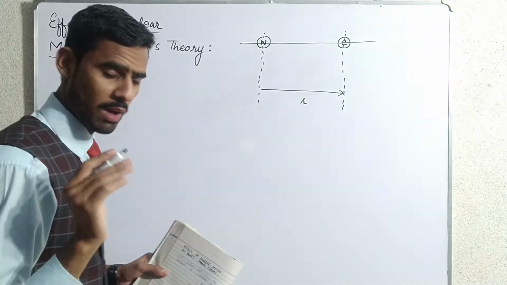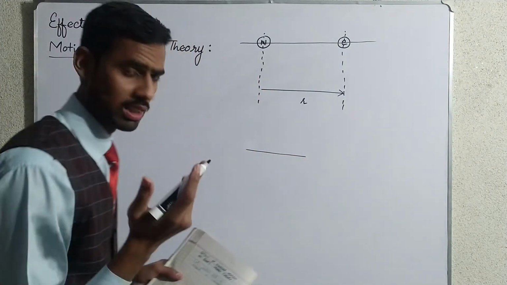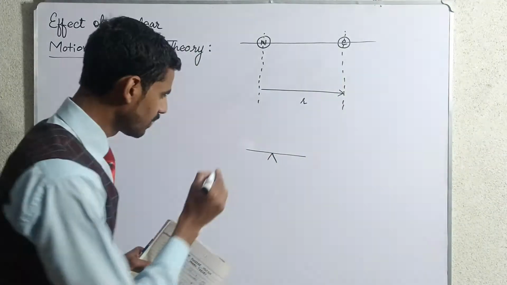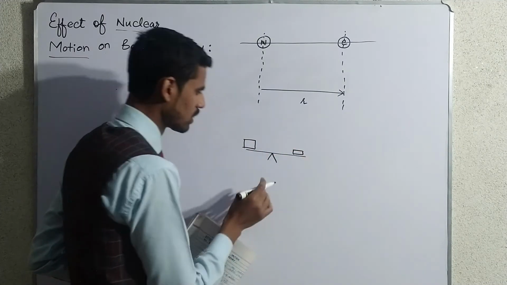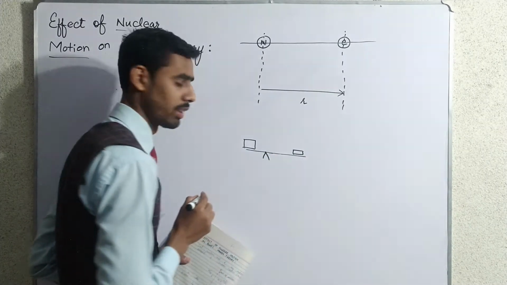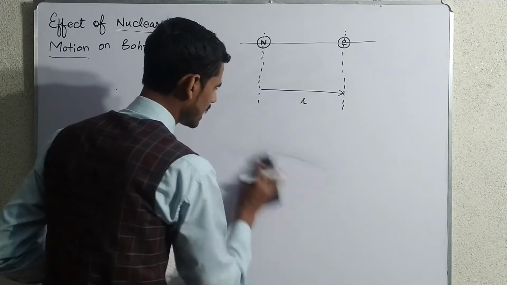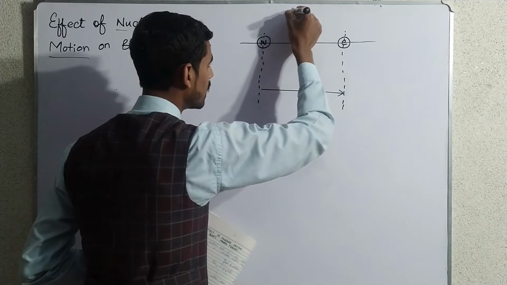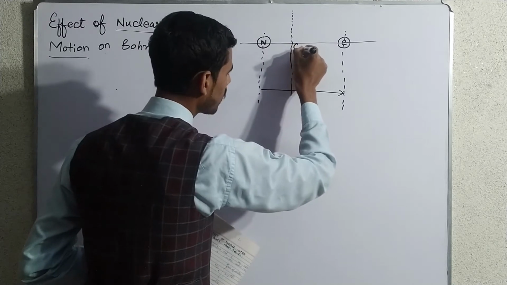For example, we have a seesaw like this. The center of mass will be shifted more to where we have more mass. In the same way, as our nucleus is heavier than the electron, our center of mass will be shifted more toward the nucleus, and we call this the CM, the common center.